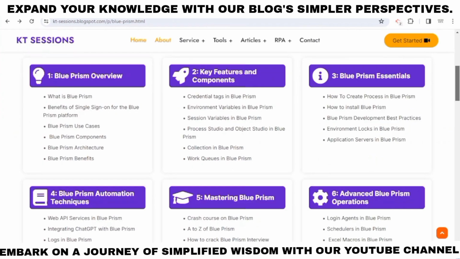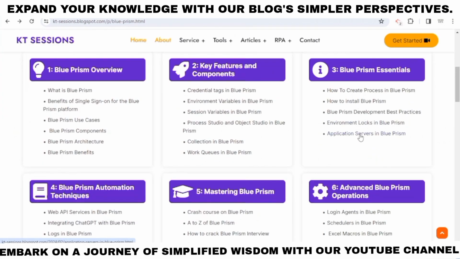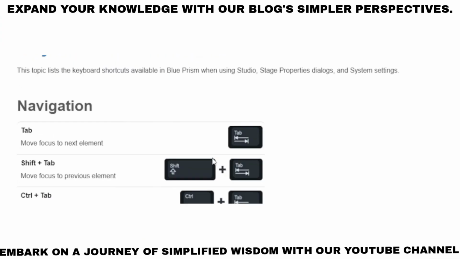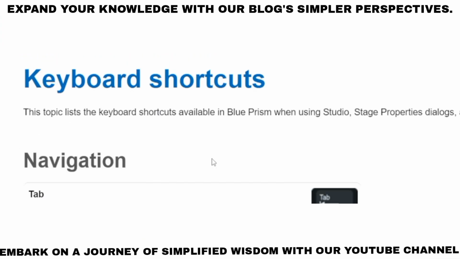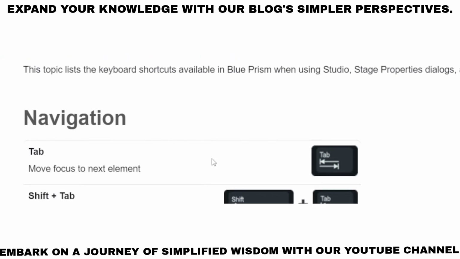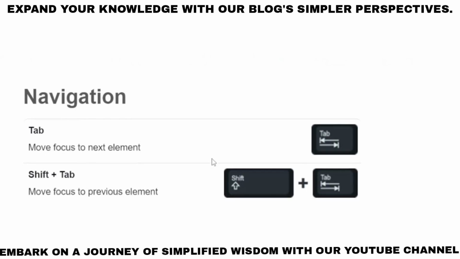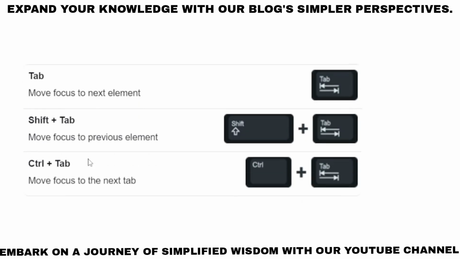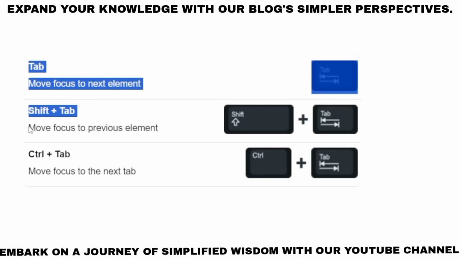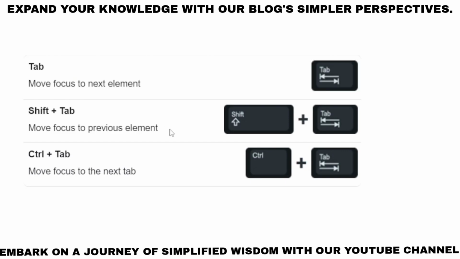Okay, so the first shortcut is Tab, Shift plus Tab and Control plus Tab. I think we are all aware of these types of shortcuts. If we want to move the focus to the next element, we use Tab, and if we want to move focus back to the previous element, we use Shift plus Tab. If we want to change tabs, meaning if we are using Chrome and we want to switch to another tab, then we use Control plus Tab.